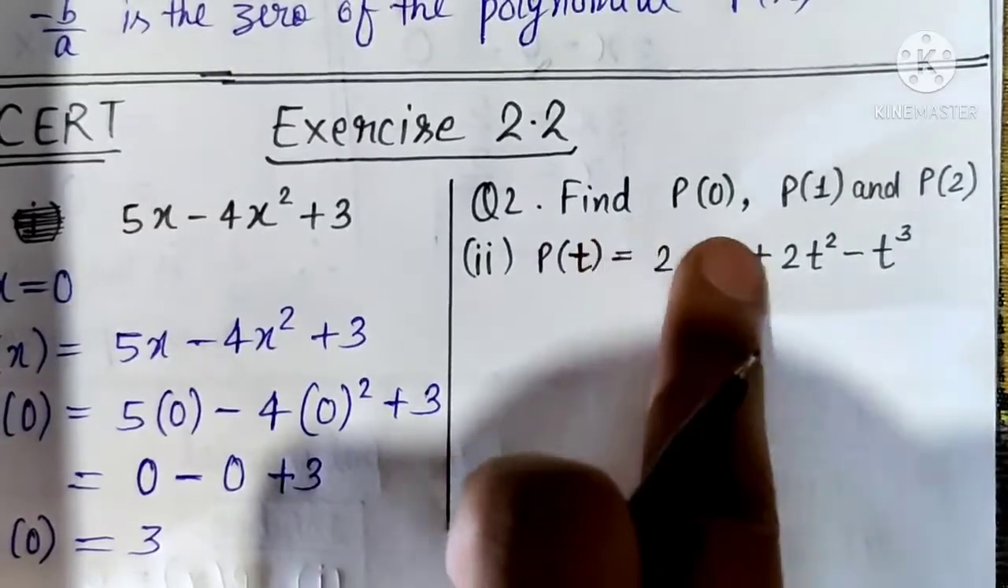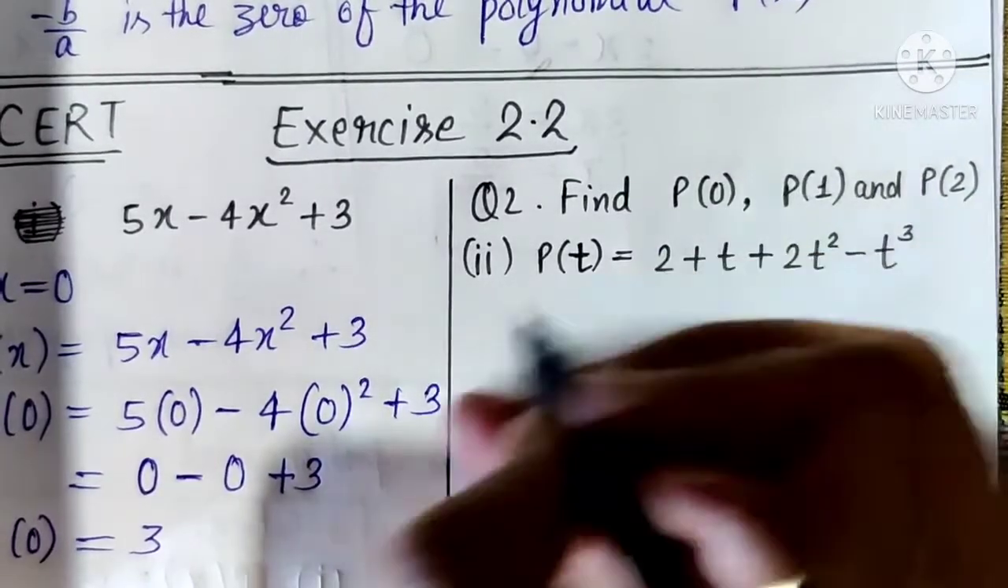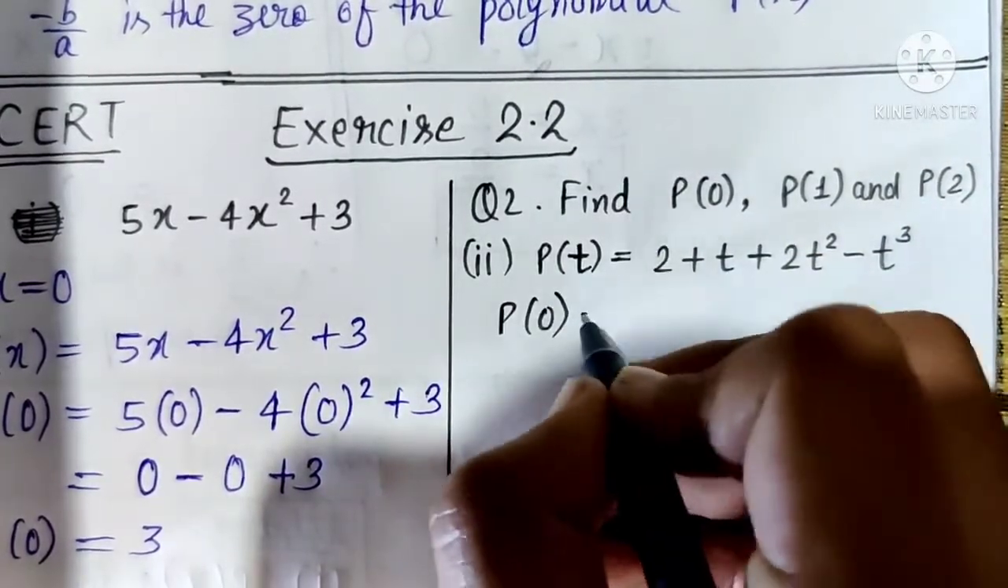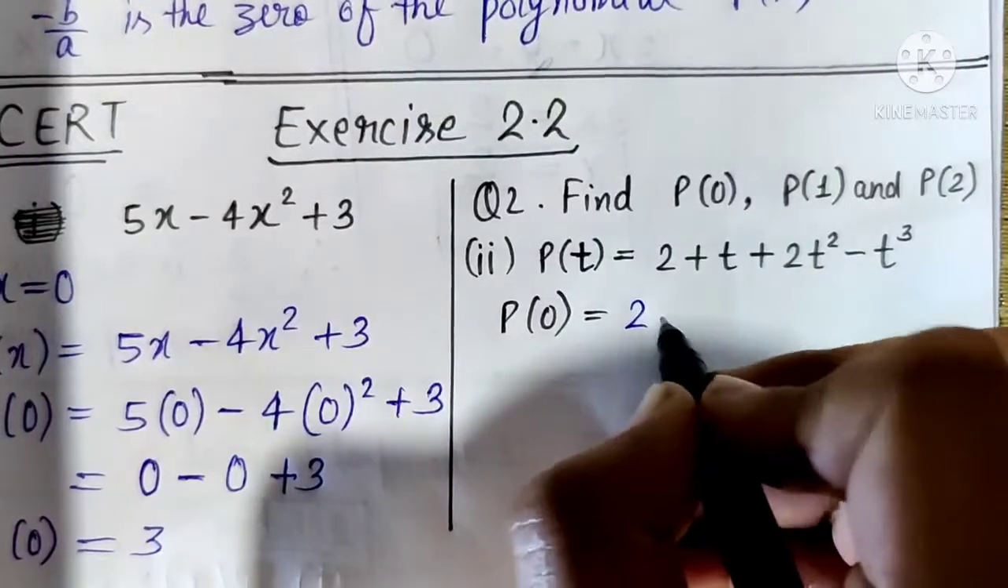So I have already written the question, find P(0), P(1) and P(2). First we'll put this value, P(0). Let's see what answer will come. So I'm using my blue pen. In place of t, wherever t is coming, I will put this value.